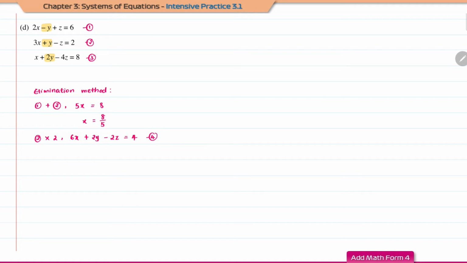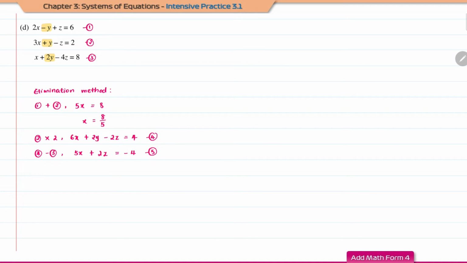Now let's focus on equations 3 and 4. To get rid of this 2y, I'm going to use equation number 4 minus equation number 3. So 6x minus x is 5x. 2y minus 2y is equal to 0. And this negative 2z minus this negative 4z will give you the answer of plus 2z. And then 4 minus 8 is equal to negative 4. So I'm going to label this as my equation number 5.